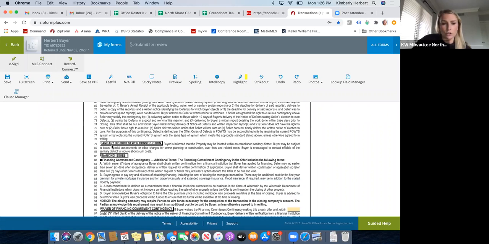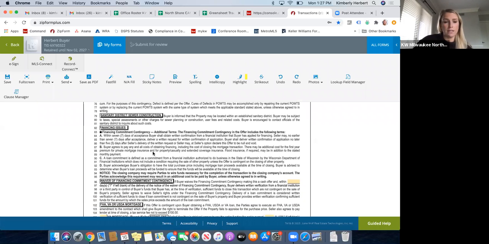All right, there is another disclosure here about the sanitary district sewer construction. Buyer is informed that the property may be located within an established sanitary district. Buyer may be subject to taxes, special assessments, or other charges for sewer planning or construction, user fees, and related costs. Buyer is encouraged to contact officials of the sanitary district to inquire about such costs. So again, just another disclosure. I've never seen this disclosure, so I'm not sure where this may happen, but it's something to pay attention to if you see it pop up on a condition report or an MLS.